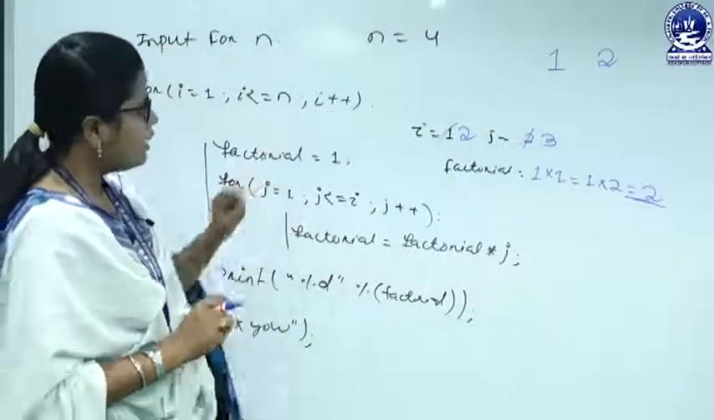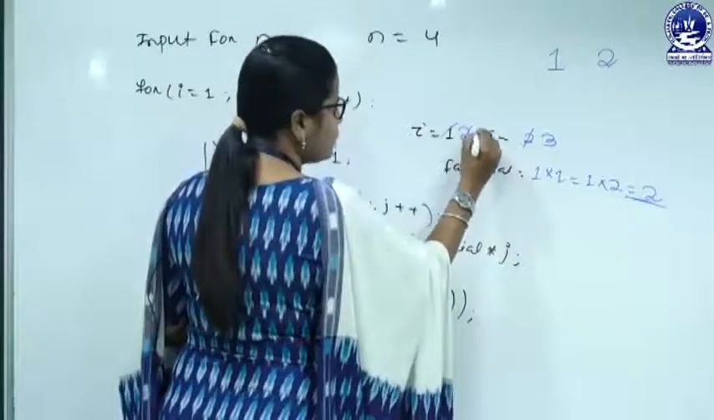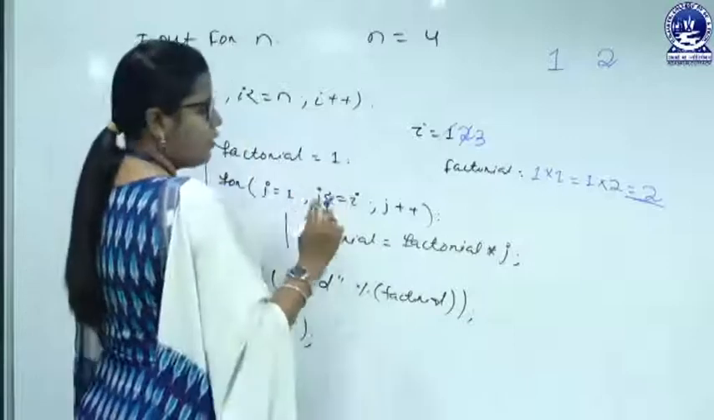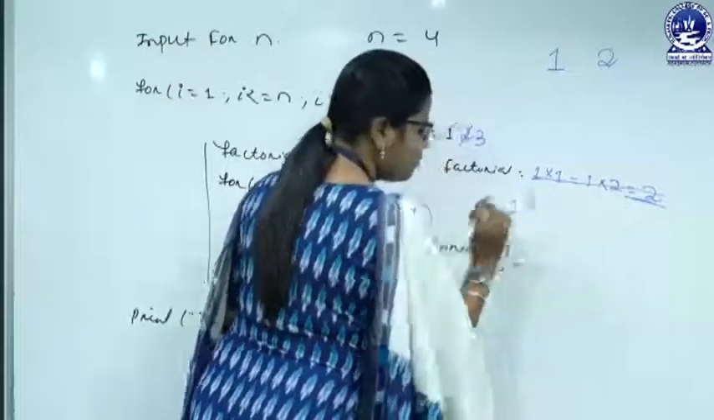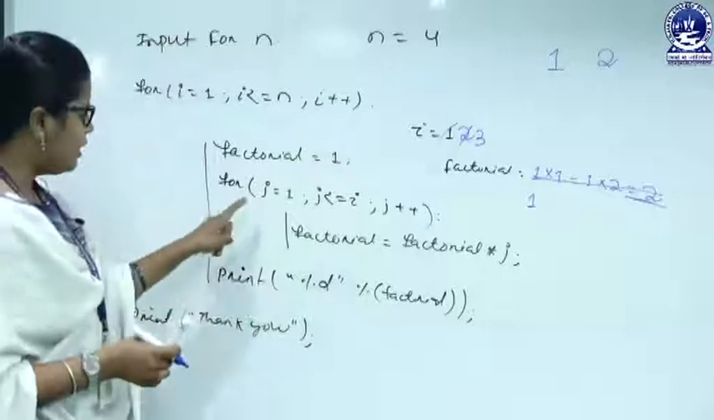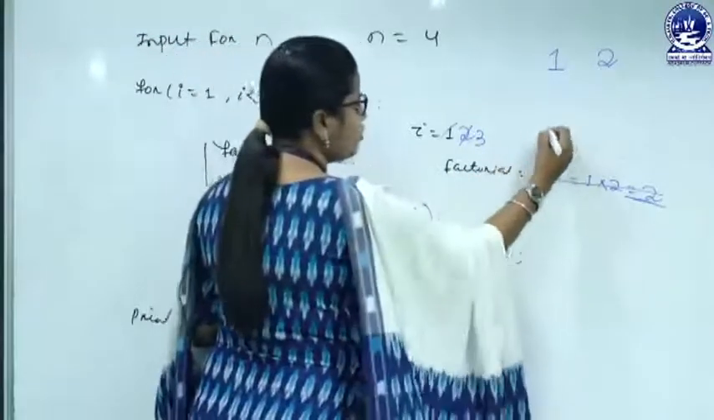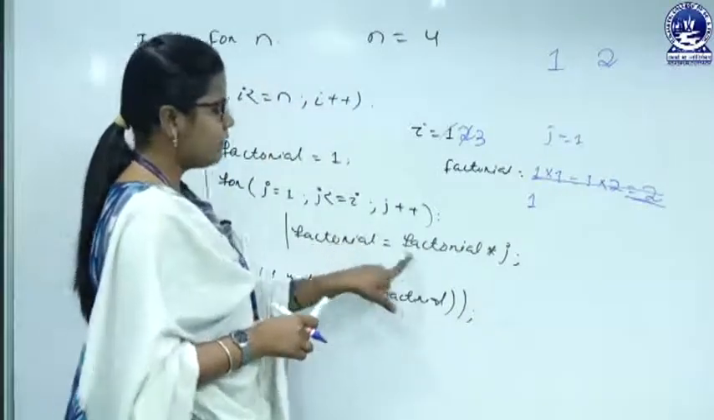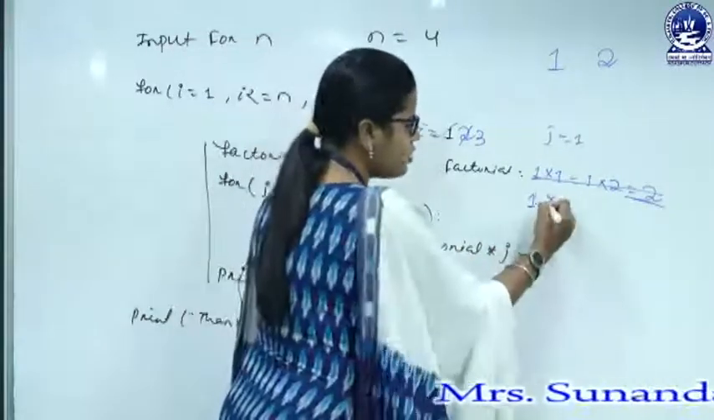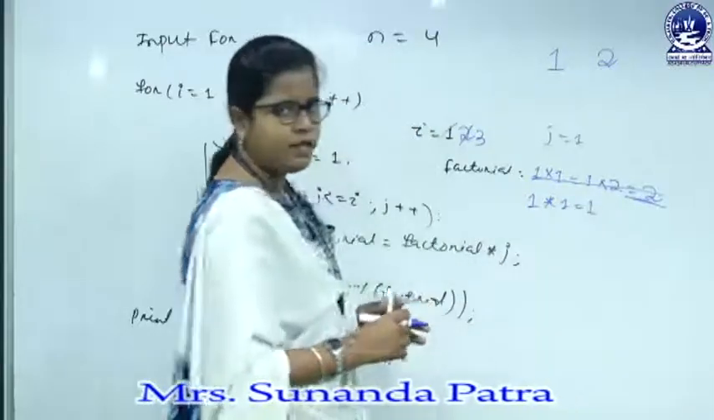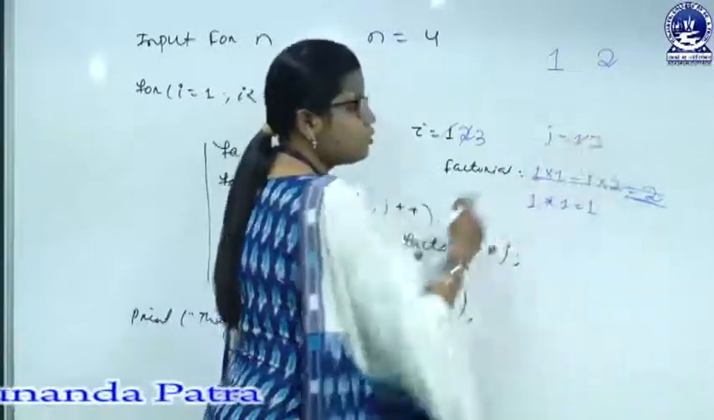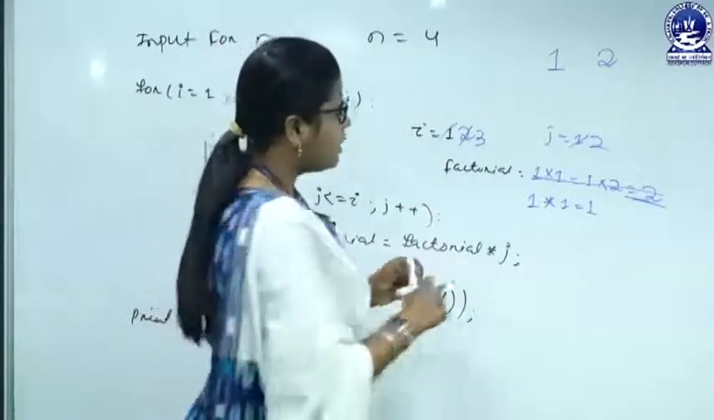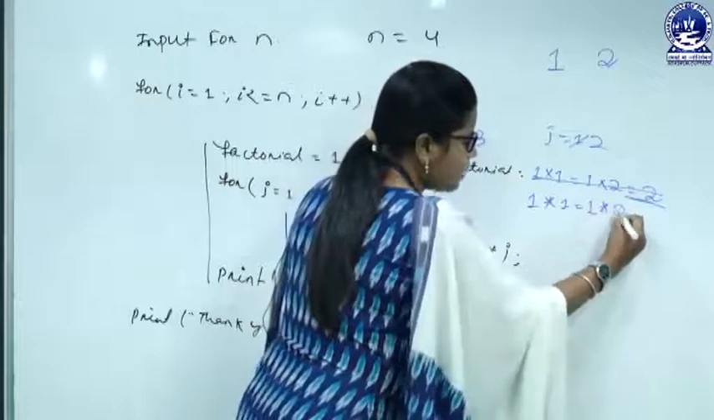Then we will go here. i value will be what? 3. Then factorial equals what? Factorial will be 1. Factorial value will get modified. Then j equals what? j equals 1. 1 less than or equal to 3, true. Then we will go here. Factorial equals factorial into j. So 1 into 1, what is that? 1. Then j value will get incremented to 2. 2 is less than or equal to 3. True. Then we will go for calculating the factorial, that is factorial into j.